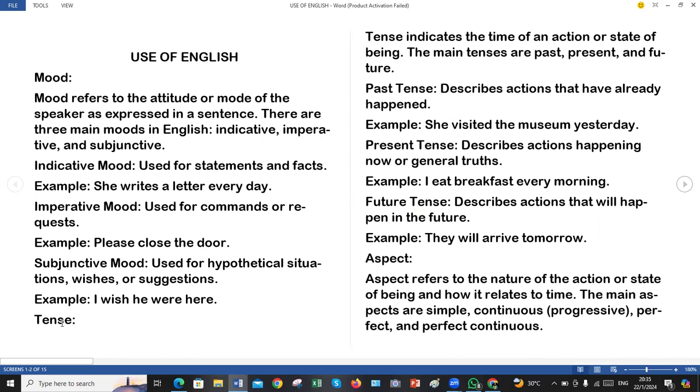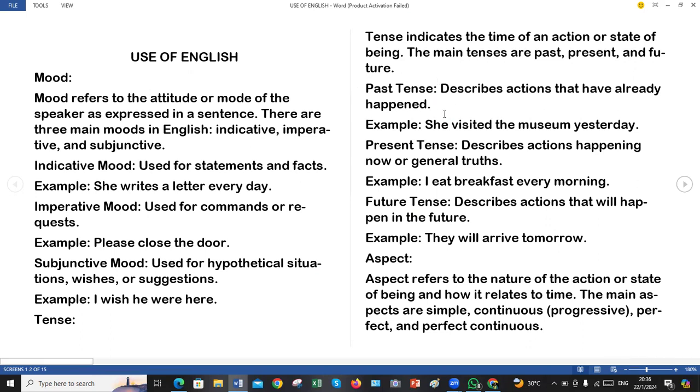I'm sure we must have heard of tense before, right? From our primary school, we have present tense, past tense, future tense. Basically, tense indicates the time of an action or state of being. Either the action is happening now, or it has happened in the past, or it's going to happen in the future. These are the basic tenses. We still have others; for example, for past tense, we have simple past, past continuous, past perfect, etc. But these are the basics.